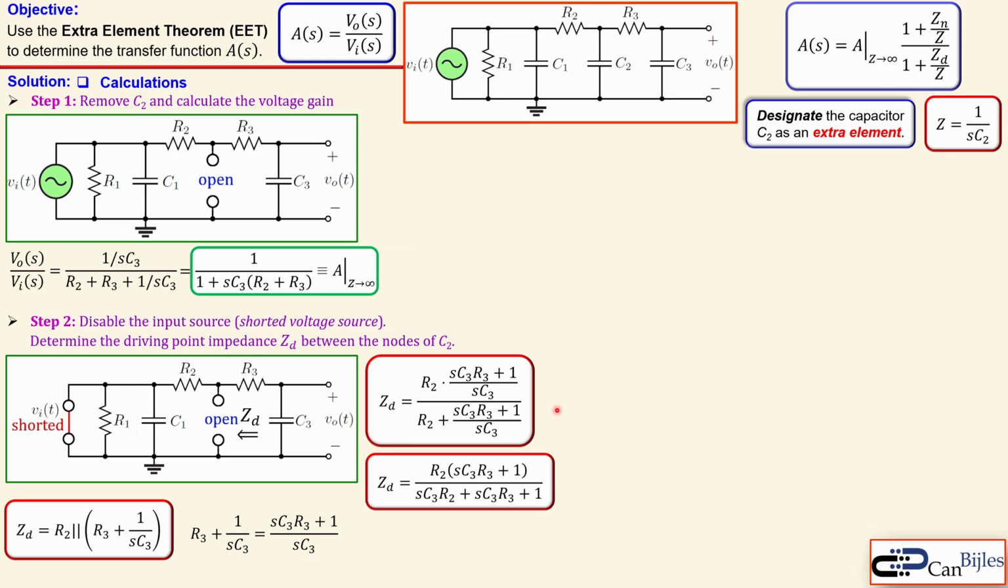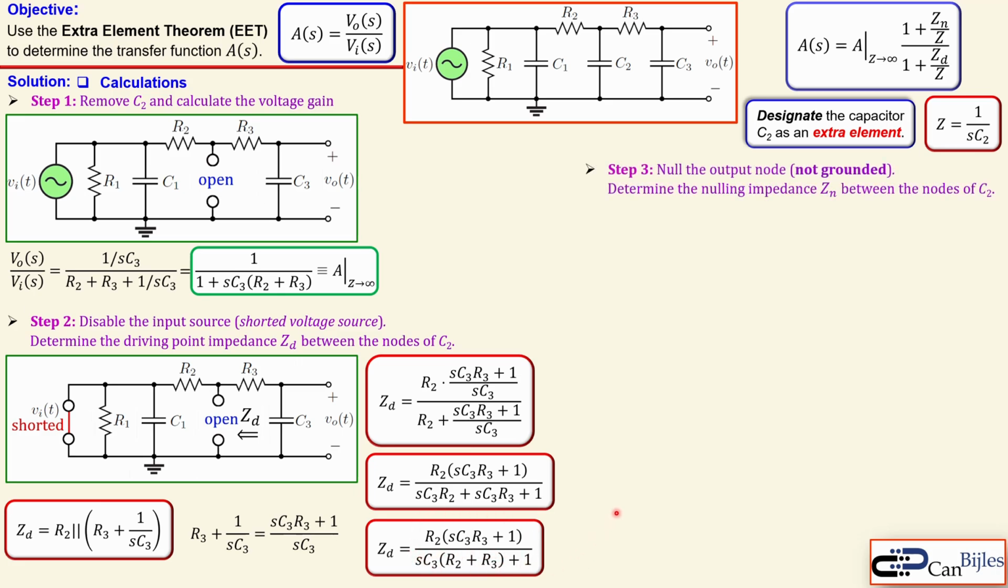Okay, we can now further simplify this expression of ZD. You see here the S times C3, also here S times C3. We also see here R2 and R3, so we can take these two resistors in the parentheses and then make actually this expression. Okay, now we go to step 3, which is then to null the output node, setting it equal to 0 volts. That's not grounding necessarily, so in this case that's the important condition. And that will allow us to determine the nulling impedance Zn, which is this parameter here.